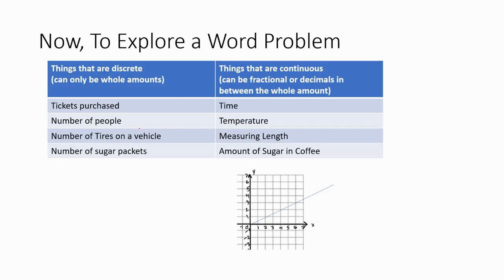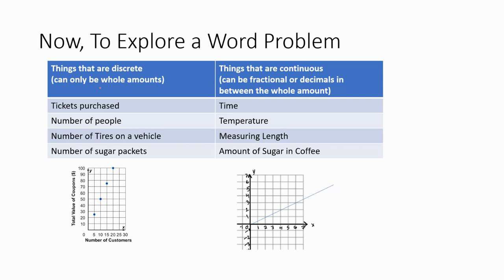So, the idea is discrete graphs can only be whole amounts. So, for instance, if you've got a word problem with tickets purchased, right, you can't buy half a ticket, you can only buy whole amounts. So that's discrete. Number of people is a discrete amount. You aren't going to have half a person going to a movie, you're going to have a whole person. Number of tires on a vehicle, that would be a discrete amount. There can only be whole tires, you can't have half a tire. And number of sugar packets, that would be a whole amount.